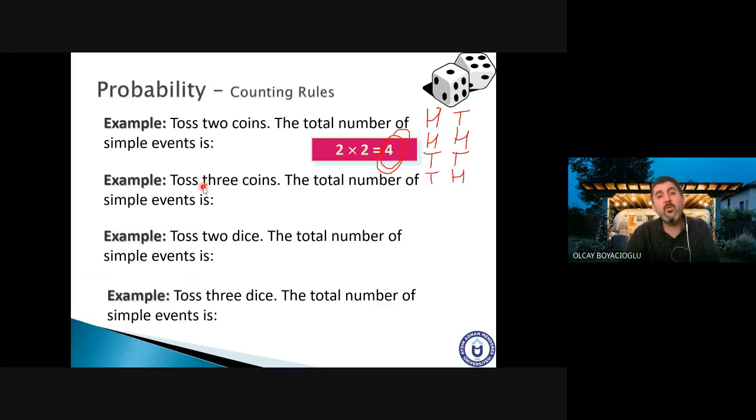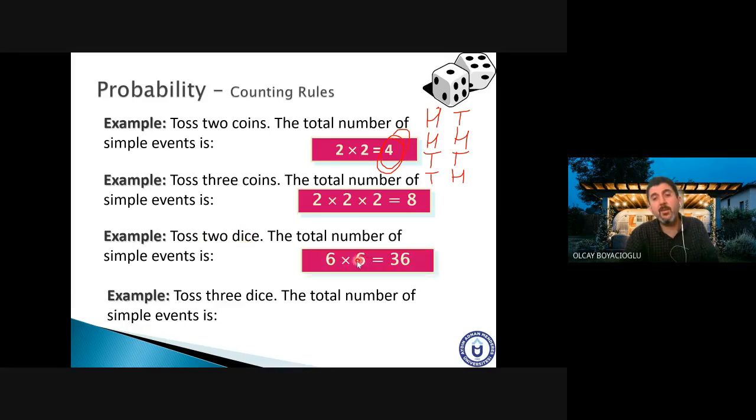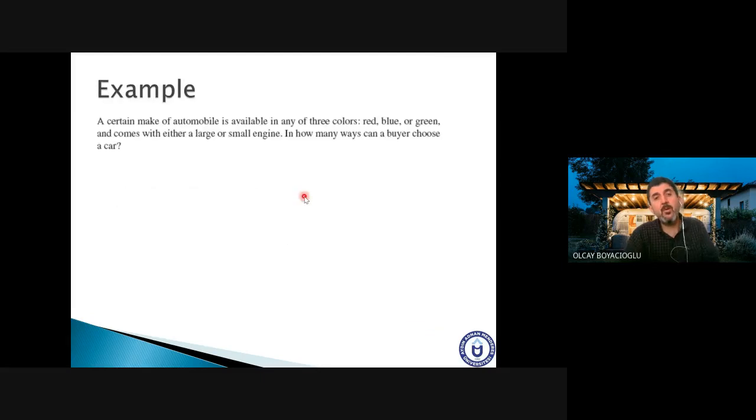Now, if you throw it 3 times, or if you toss 3 coins, the total number of simple events is 2 times 2 times 2, which is 8. If you toss 2 dice, bakın bozukları artık zar atıyoruz. 2 tane zar attıysak 6 times 6, which is 36. If you toss 3 dice, 6 times 6 times 6, which is 216 different outcomes are possible if you toss 3 dice.